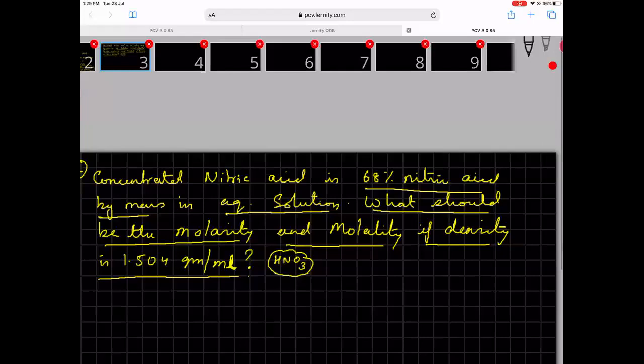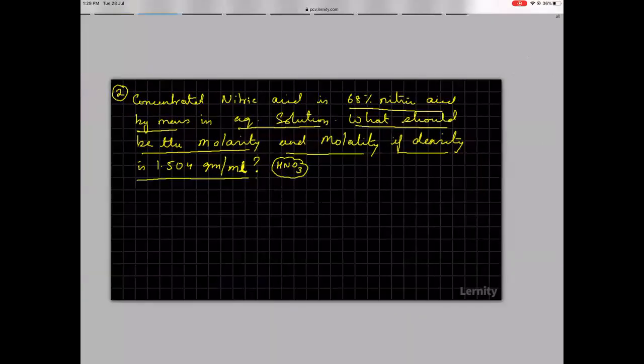So I'll explain. It is 68% nitric acid by mass. So if you take 100 grams, in that 100 grams, HNO3 is 68 grams, and water is the balance, 32 grams. Okay. Now the question is, what is the molality and molarity? What is the definition of molality? Definition of molality is number of moles of species in 1000 grams of solvent.